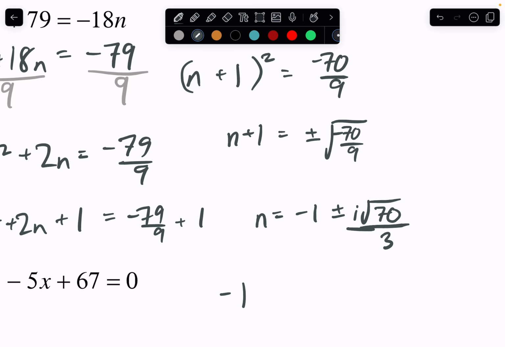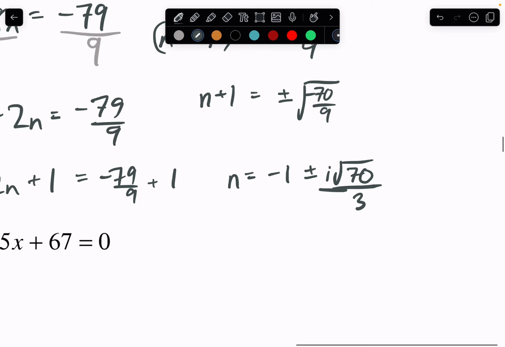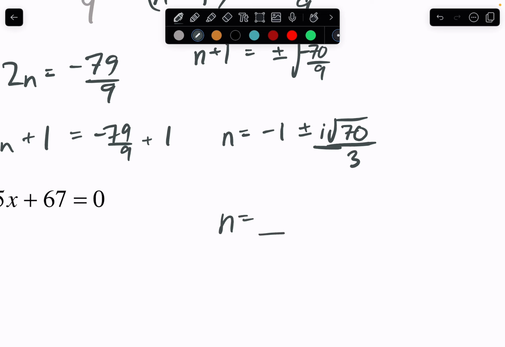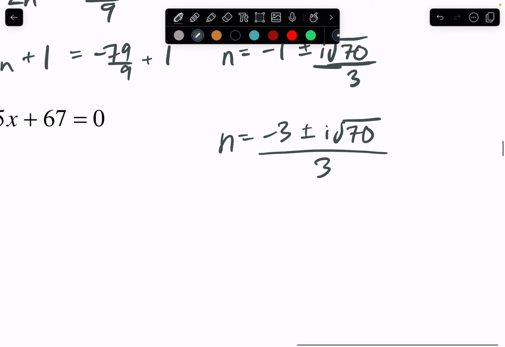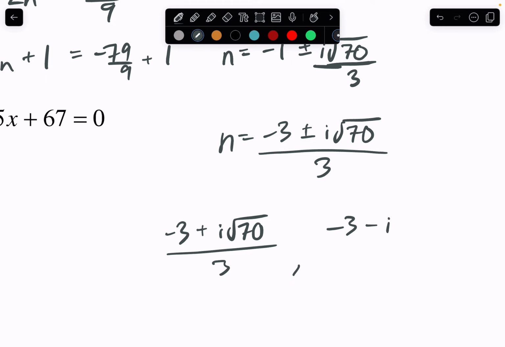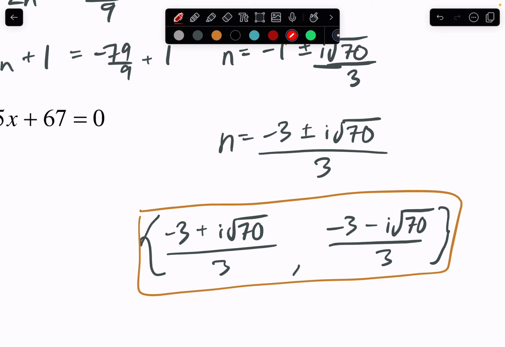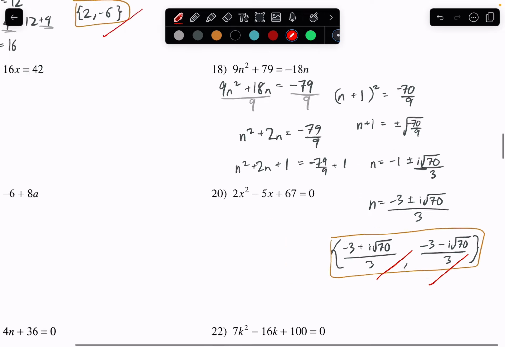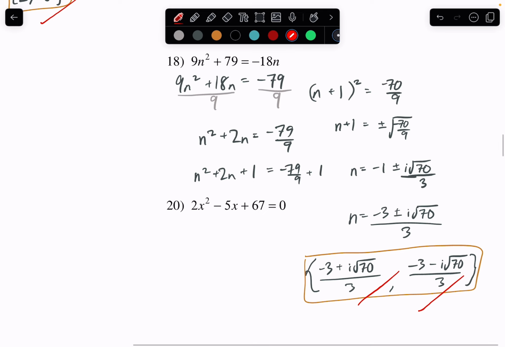So another step, we write something like this. Negative 3 plus I square root of 70 over 3. Negative 3 minus I square root of 70 over 3. Okay, so far so good. Actually, I like this problem. Let me screenshot it.